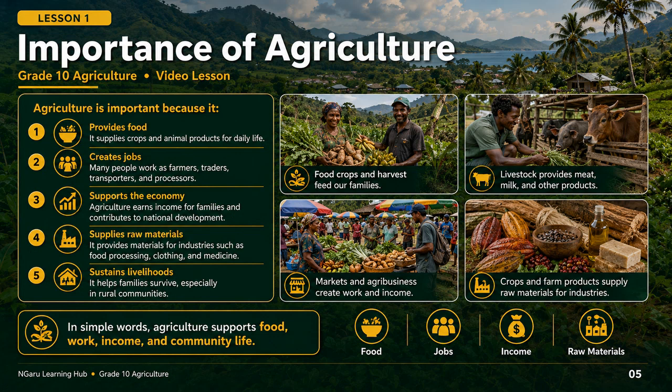Agriculture is important because it provides food for our daily life. It creates jobs for farmers, traders, transporters, processors, and many other workers. Agriculture supports the economy by helping families earn income and by contributing to national development. It also supplies raw material for industries such as food processing, clothing, medicine, and manufacturing. In simple words, agriculture supports food, work, income, and community life.